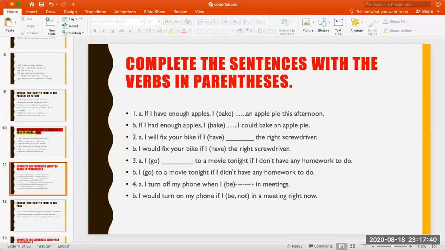Again, complete. This is another exercise. You can pause the video. Complete the sentences with the verbs in the parentheses.